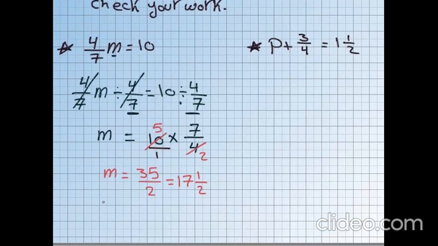We can check the answer. I will write 4 over 7 multiplied by the value of m, 17 and a half. We can take it as a fraction directly, 35 over 2, to make it easier. Look here, divided by 7, the answer is 1. Divided by 7, the answer is 5.